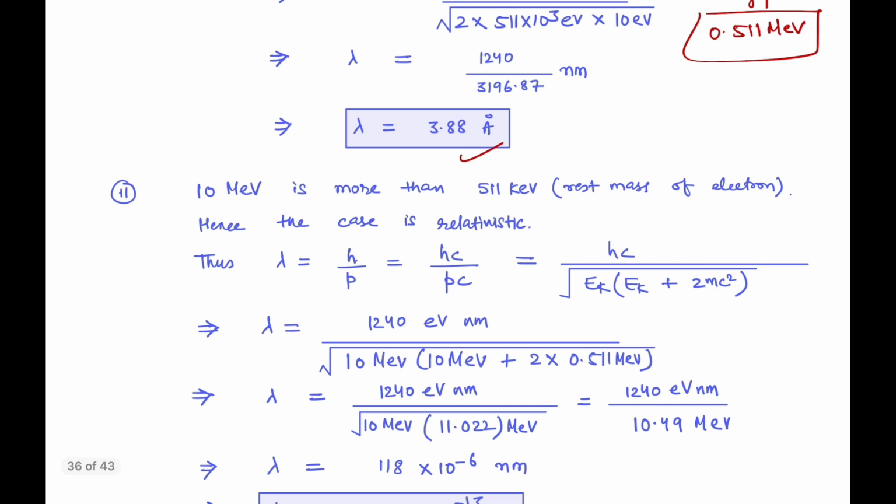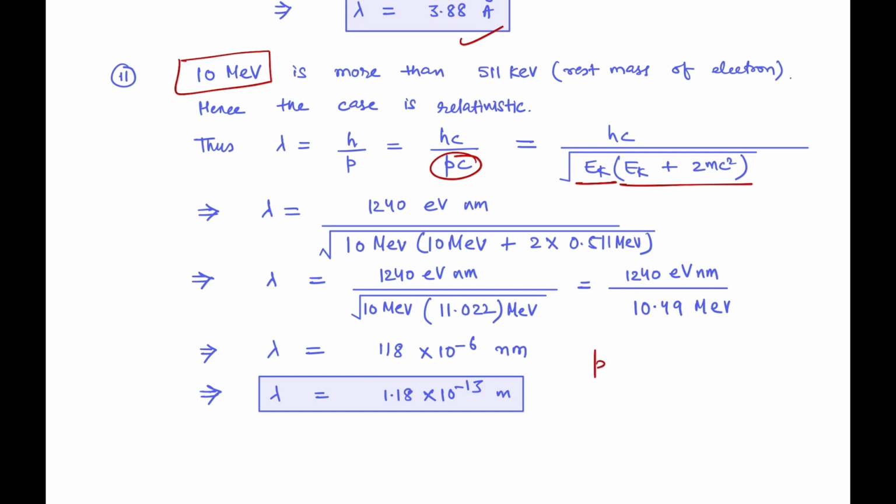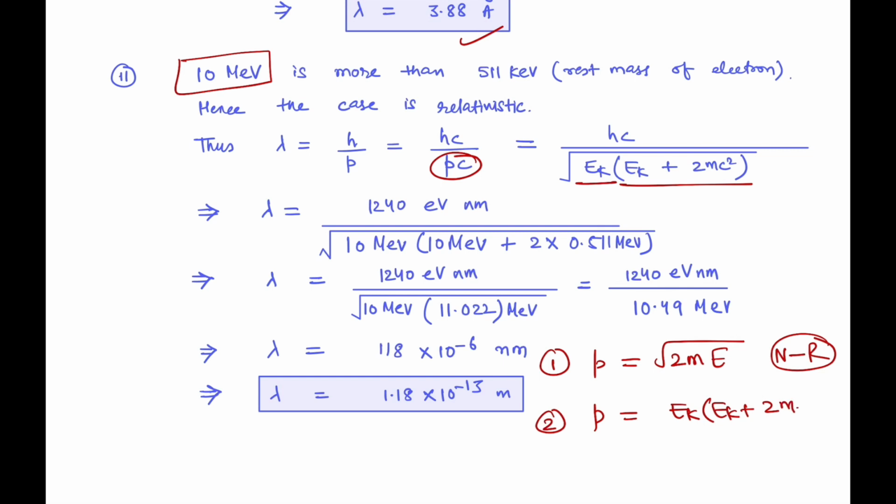When you repeat the same thing for 10 million electron volt, the only difference will be the expression for pc, that is this. This is the relativistic expression. You know that p is simply under root 2mE if the case is not relativistic. For the relativistic case, p is given by under root of kinetic energy multiplied by kinetic energy plus 2 times m naught c square, divided by c. So those are the two different expressions for momentum we use.